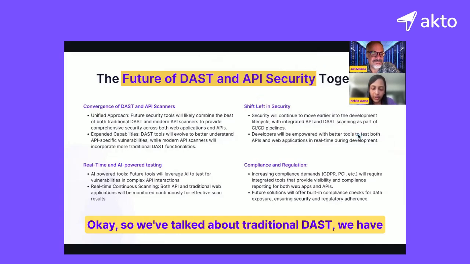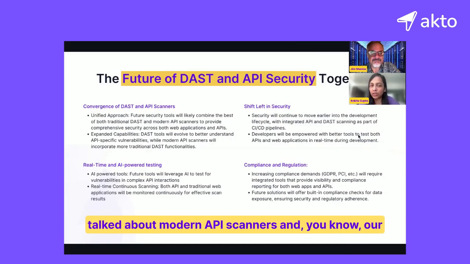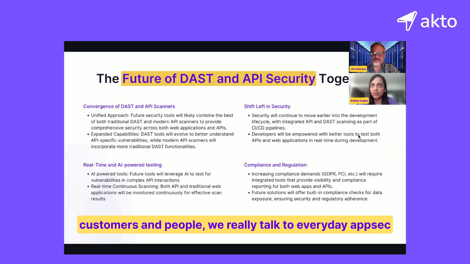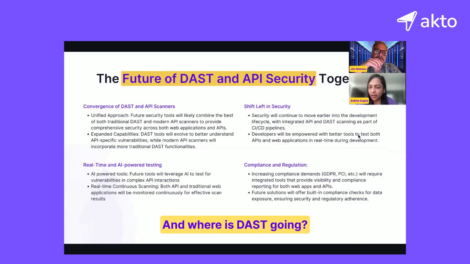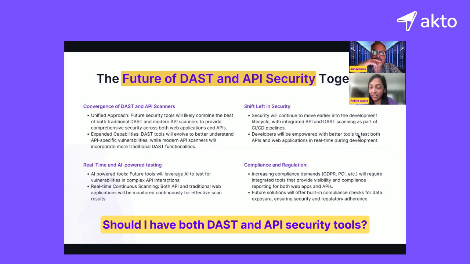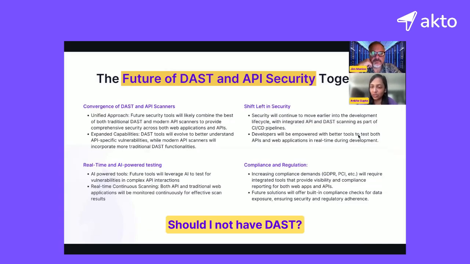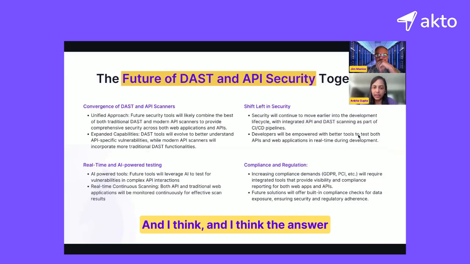So, okay, we've talked about traditional DAST, we have talked about modern API scanners, and our customers and the people we talk to every day, AppSec teams, have this question: what should I do in the next year? What should be a 3-year strategy, and where is DAST going? Should I have both DAST and an API security tool? Should I not have DAST? Can your API security tool replace DAST and all of that? And I think the answer is really looking at the future.